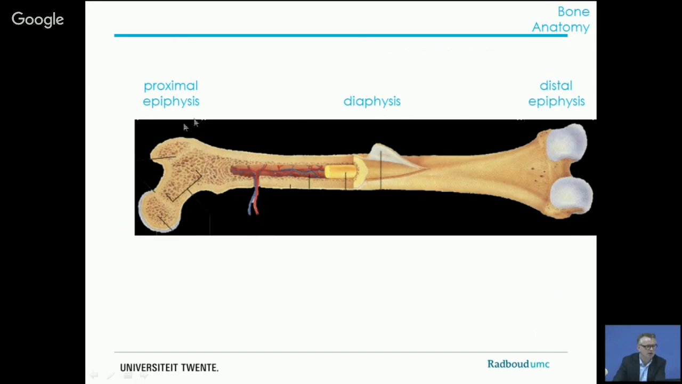And if you look at the femur, for example, you have different areas. So the diaphysis, the epiphysis. This is the proximal side, that's close to the body. Proximal is close to the body. Distal is far away from the body.